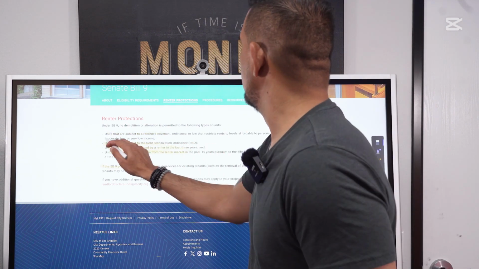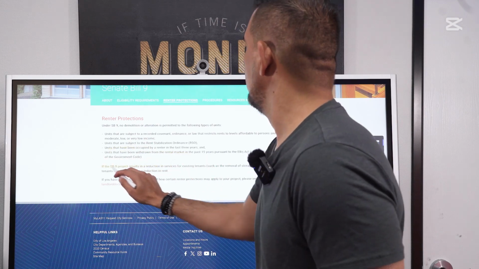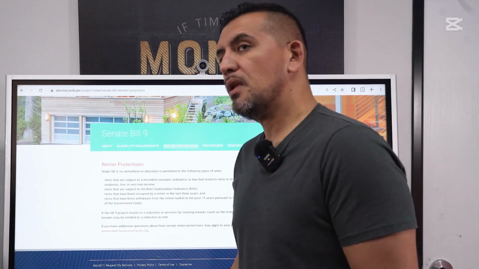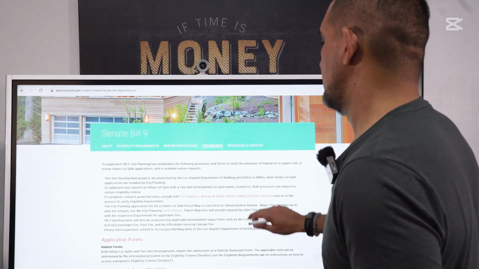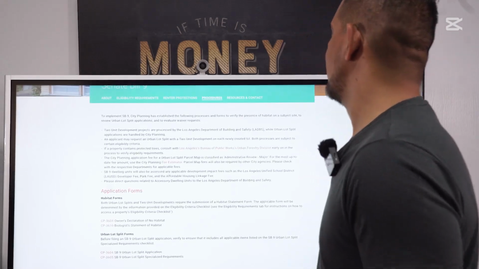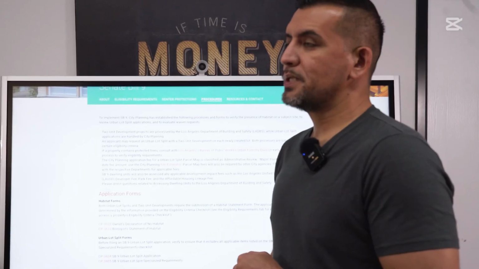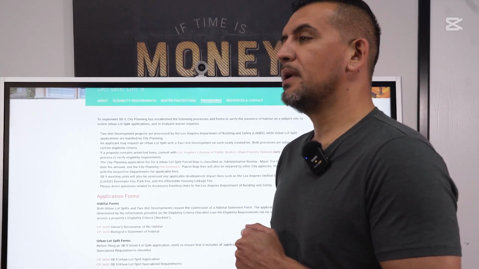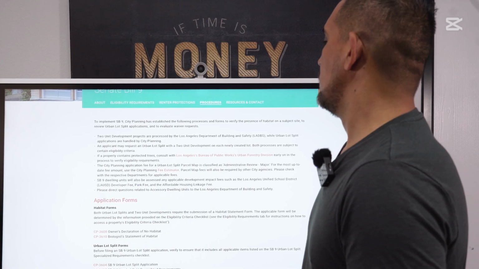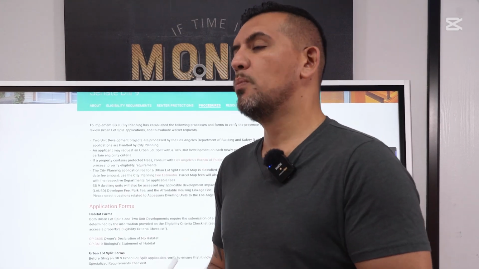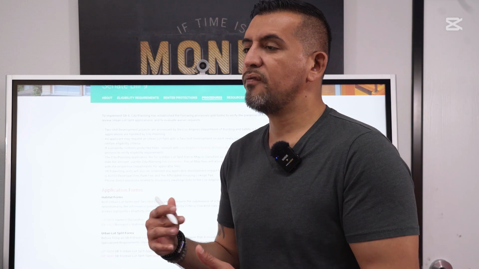As always here in the city of LA, or in California in general, they're protecting renters. So, procedures, let's take a look at this. This is pretty much the process of what it takes to go through SB9. You've got to go to the zoning department and do your due diligence. And then the other thing is to go to the planning department and bring it up and ask as many questions as possible. But I highly recommend that you hire a designer who knows how to find that information.